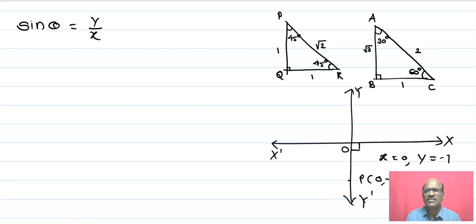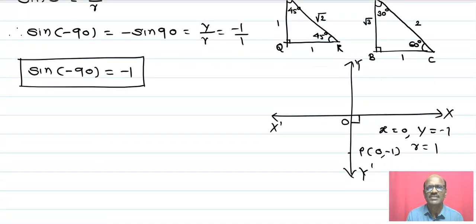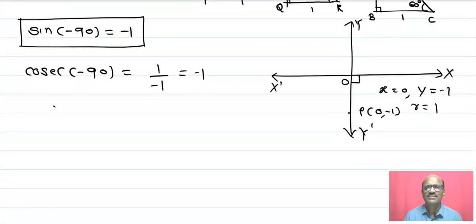Sine theta is equal to y upon x. Sorry, y upon r. There must be y upon r. I had made a small mistake there. Sine theta is equal to y upon r, cos theta is equal to x upon r. I will change it. Now see this. Sine of minus 90 is equal to minus sine of 90. I had corrected it here, that is y upon r. That is equal to minus 1.